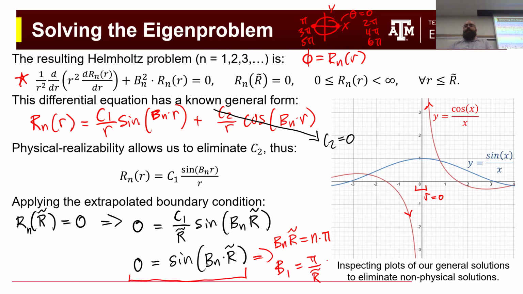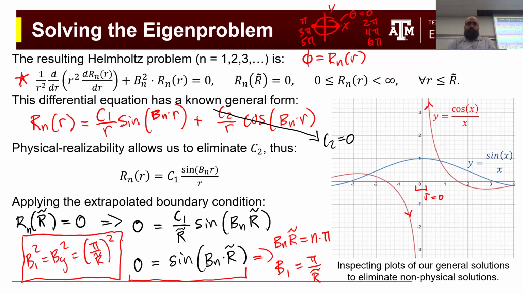So if my B1 is pi over R tilde, then by definition, B1 squared, which is B_g squared, is going to be pi over R tilde all squared. From there, we get this. So this is what I get for a sphere. This is my B_g squared, my geometric buckling for a sphere.